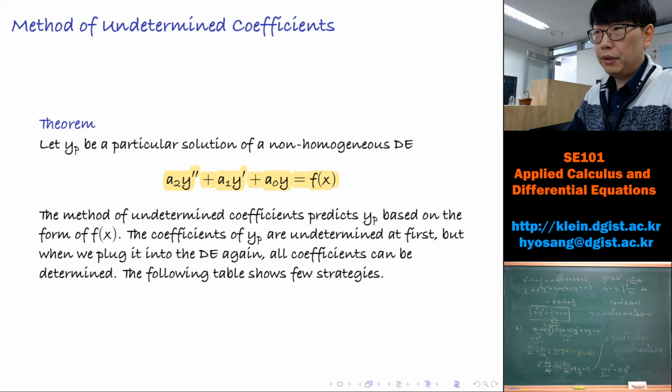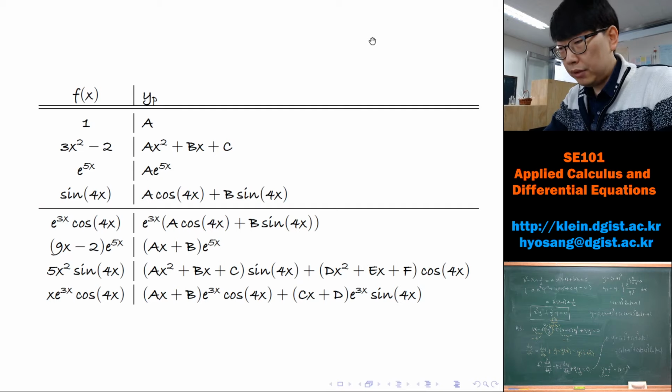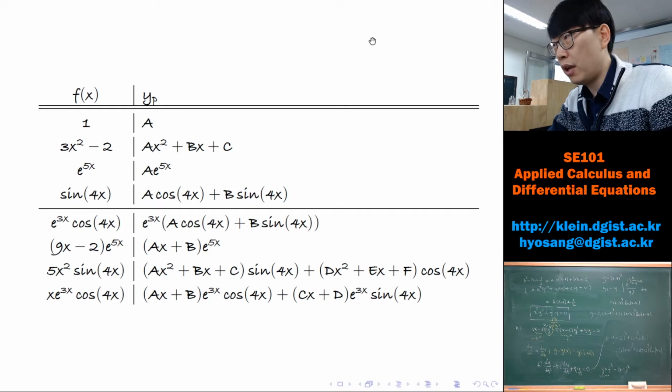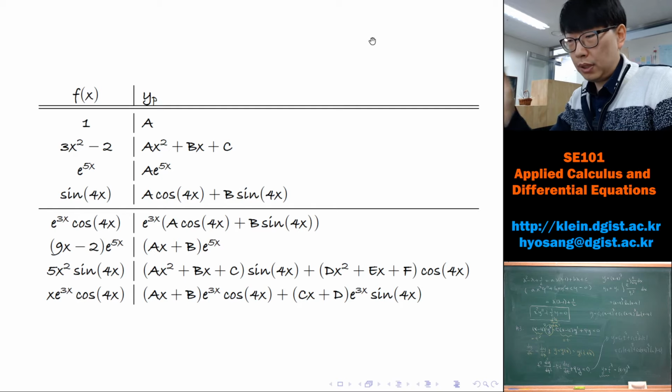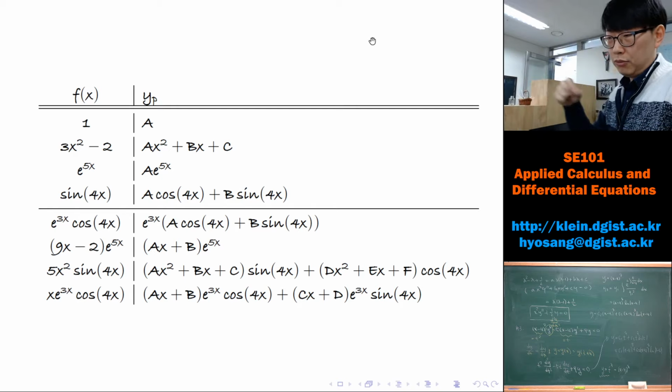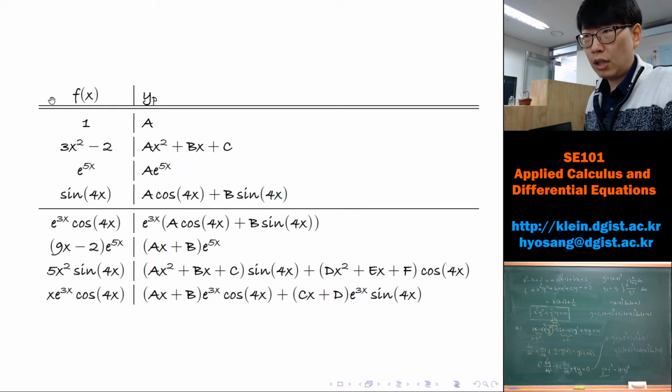So what's the method? Basically this method is based on trial and error. I just try some candidate of a particular solution, and if it doesn't work, then I try another example and another example. So the type of solution that I'm trying to guess depends on the type of function that appears in the non-homogeneous term.